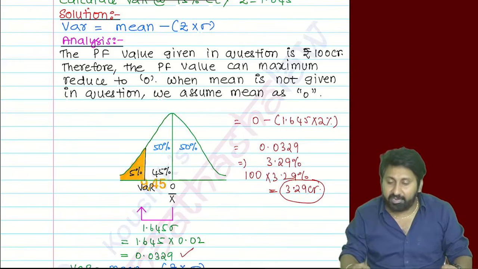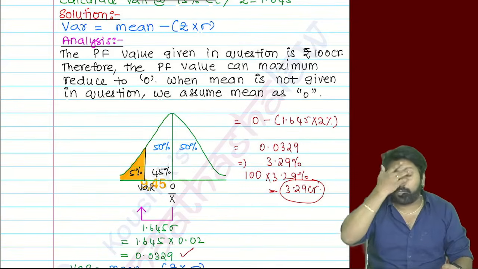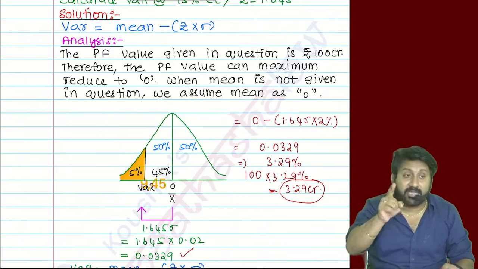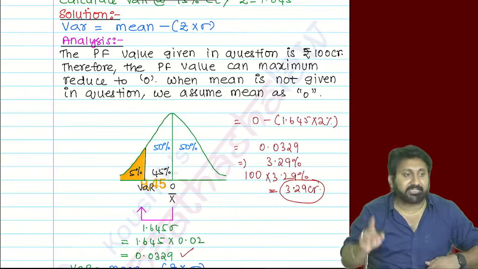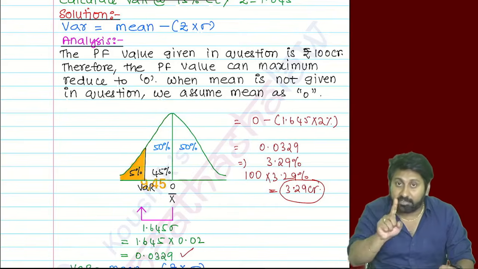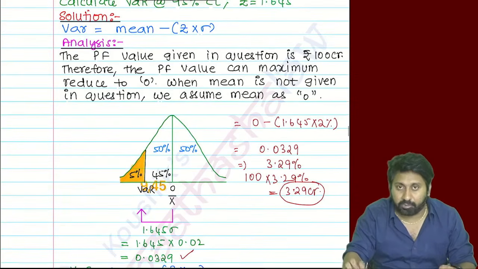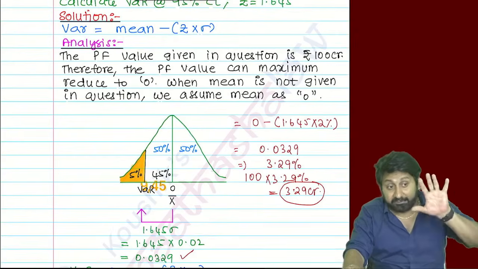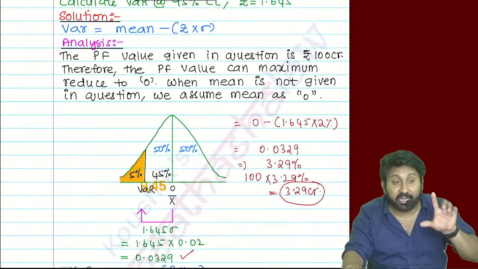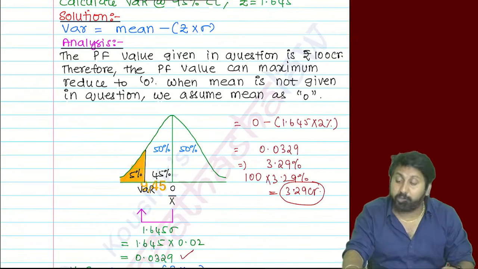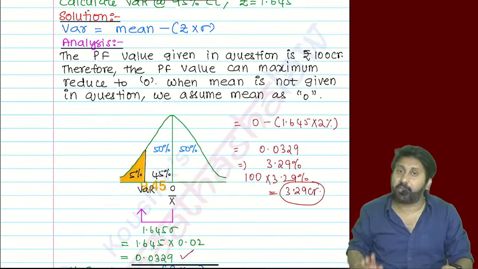Then he will tell, 95% there is a chance that your loss on a particular day will not go beyond 3.29 crores. However, there is a 5% chance that your loss can even go beyond 3.29 crores. That is the meaning of VaR.